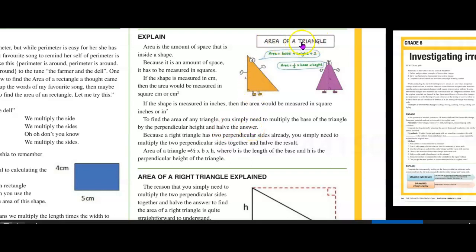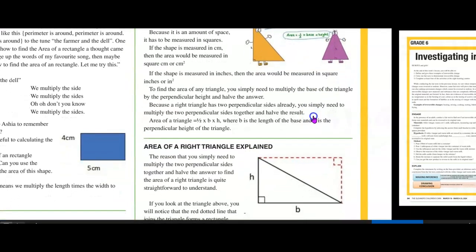Okay, so look at this little graphic here. Area of a triangle: area equals base times height divided by 2. That's one way. Or you could say half of the base multiplied by the height. Because a right angle triangle has two perpendicular sides already, you simply need to multiply the two perpendicular sides together and half the result. The area of a triangle is equal to half of the base times the height, where b in this case is the length of the base and h is the perpendicular height of the triangle.